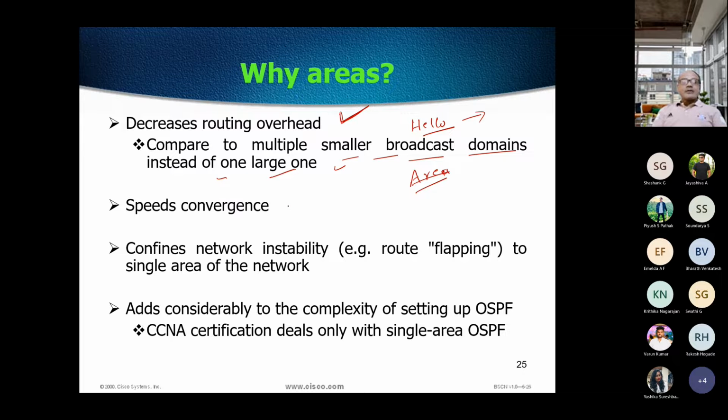Once you have done the area concept, the convergence will be faster. In your network, for example, a router can connect to a single area, area 0, or one area can be connected to multiple areas. For the CCNA certification, the OSPF setup deals with only a single area.